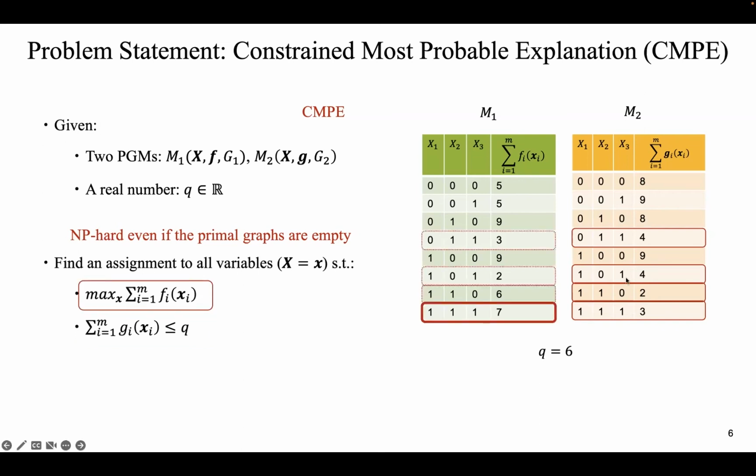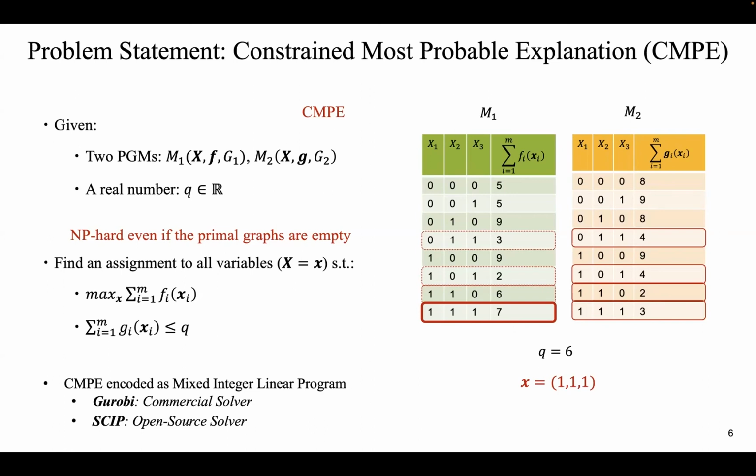So if we project these 4 assignments on M1, we can see that the maximum weight according to model M1 is now 7, right? So that's the optimal solution. The unconstrained version of the problem would have had an optimal solution of 9, right? But for the constrained version of the problem, the optimal solution is now 7. And that's the assignment.